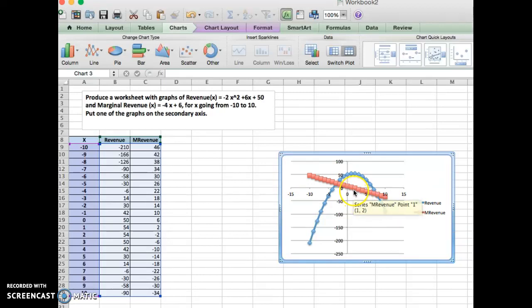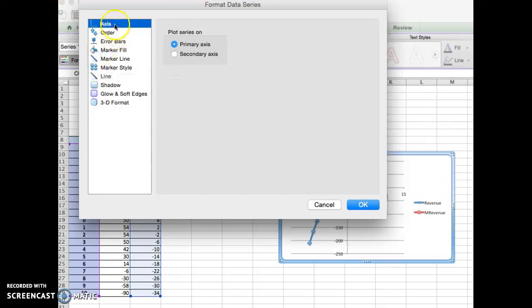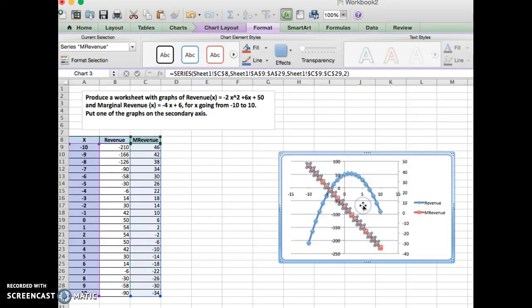So if you want to plot this on a different axis, you can do that. You can highlight this. And so once you have selected the data set, you can go to Format, and it says that we're looking at the series marginal revenue, which is exactly what we want to look at. You can format that selection, and if you go to Axis, there's something called a secondary axis. We hit OK. Notice that now it is a much nicer drawn straight line.